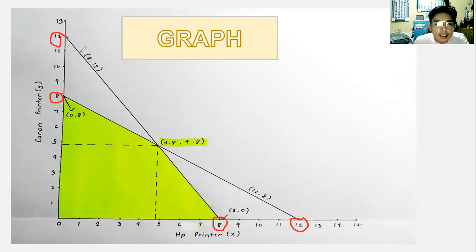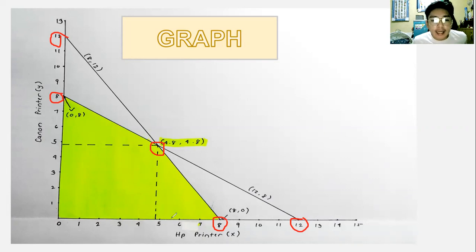Okay, as you can see, this line and then this line. So we could actually use this graph in order for us to get the optimal solution to maximize the profit. So their intersection, this point, is going to give us the maximum profit because it's going to use the maximum resources that we have.